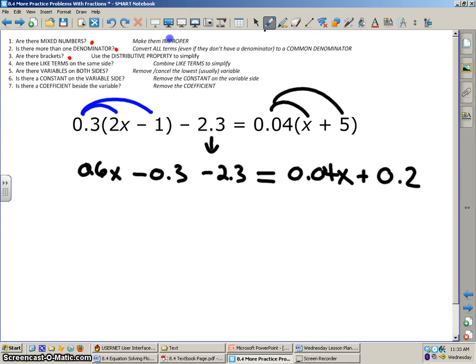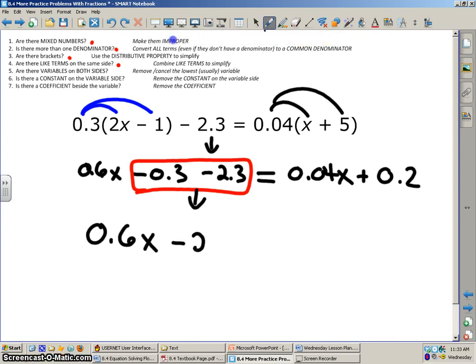Now the next step, number 4, do I have like terms on the same side? And I do here. Those are like terms. They can be added together. They can be simplified. So I have 0.6x. Those two go together to make negative 2.6.